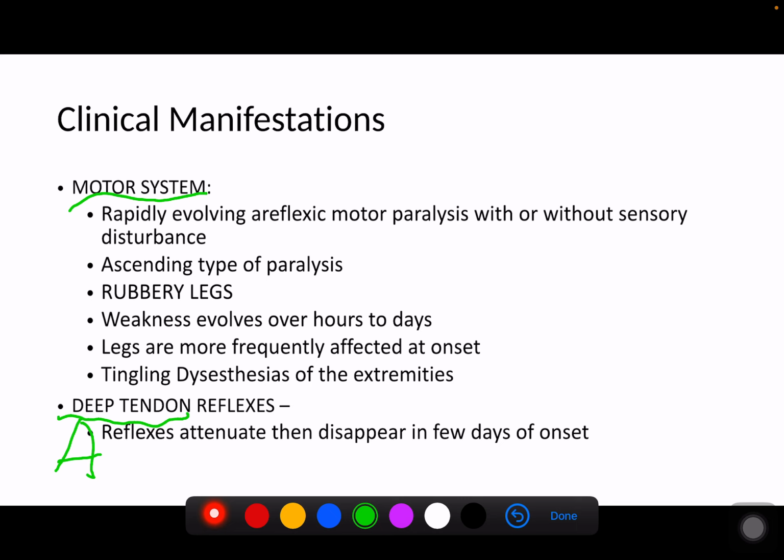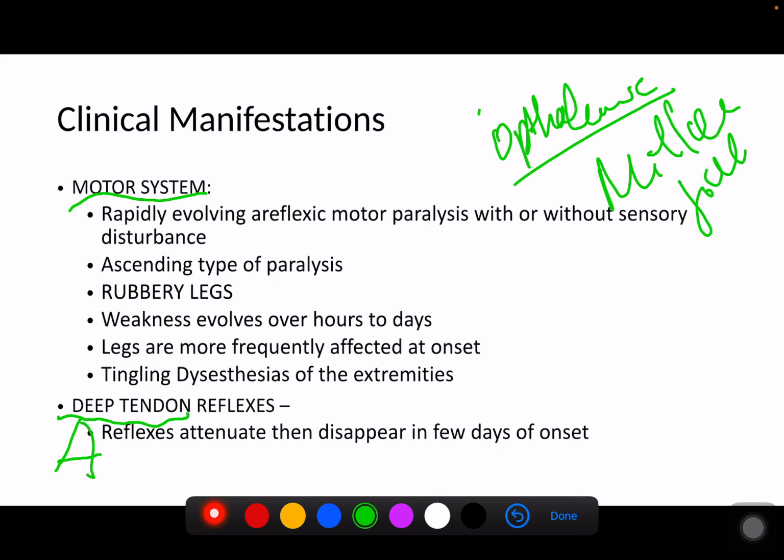There is areflexia. So there's an involvement of cranial nerves also, which leads to weakness of the cranial nerves. Usually there's sparing of the ophthalmic nerve, but whenever there is a component known as Miller-Fisher syndrome, that is one type of Guillain-Barré syndrome where your eye manifestation is seen. It is seen over here in Miller-Fisher syndrome.